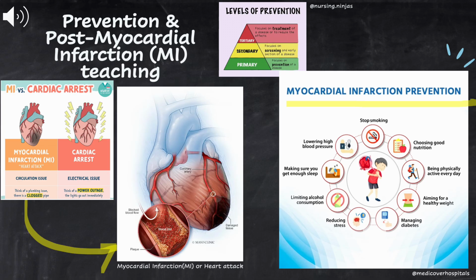Addressing these modifiable risk factors early helps slow the progression of coronary artery disease and reduce the likelihood of myocardial infarction. Secondary prevention applies after a cardiac event has occurred. The focus shifts to symptom recognition, medication adherence, and continued lifestyle modifications to prevent further damage. Teaching patients to recognize early warning signs and take medications consistently plays a key role in preventing recurrent events.